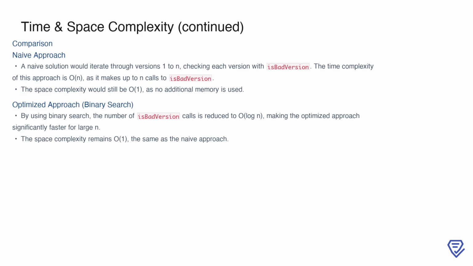To better appreciate the efficiency of the optimized approach, let's compare it to a naive solution. The naive approach would involve iterating through every version from 1 to n and checking each one with isBadVersion. This results in a time complexity of O(n), as up to n calls to isBadVersion are made. However, even in this approach, the space complexity is O(1), because no additional memory is used beyond a few variables. In contrast, the optimized binary search approach drastically reduces the number of isBadVersion calls to O(log n), making it significantly faster for larger values of n. Importantly, the space complexity for the binary search approach also remains O(1), so while both approaches are space efficient, binary search is clearly the better choice in terms of time efficiency.